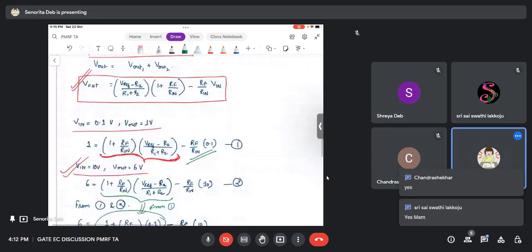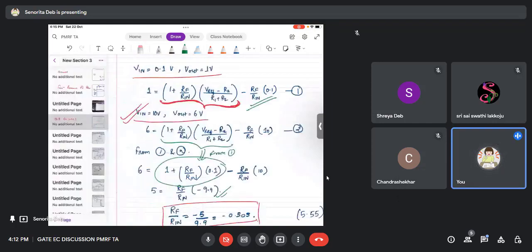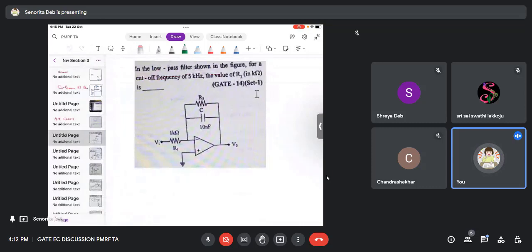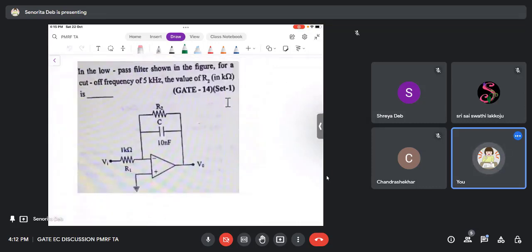Okay. So today we will be doing only Opamps. I have selected some questions from Opamps. So this question was GATE 2014 set 1. It's a simple question. Okay, there is nothing in this question at all. You only have to put KVL, KCL, or if you know the behavior of a low pass filter circuit, you could directly have solved the question. Okay, so I'm going to solve the KVL or KCL equations.